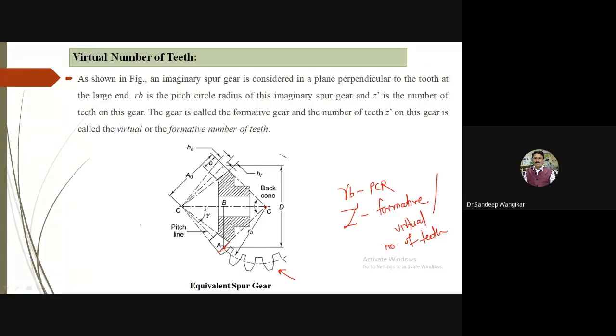In the diagram, other things we have already discussed. A naught is the cone distance, HA stands for the addendum, HF stands for the dedendum. We have already discussed what addendum and dedendum are. B stands for the face width, as shown in the figure. On this side, whatever pitch line is shown, gamma is the pitch angle, and here the backbone is shown. A perpendicular is drawn from AB. Let us say AB is perpendicular to OC.